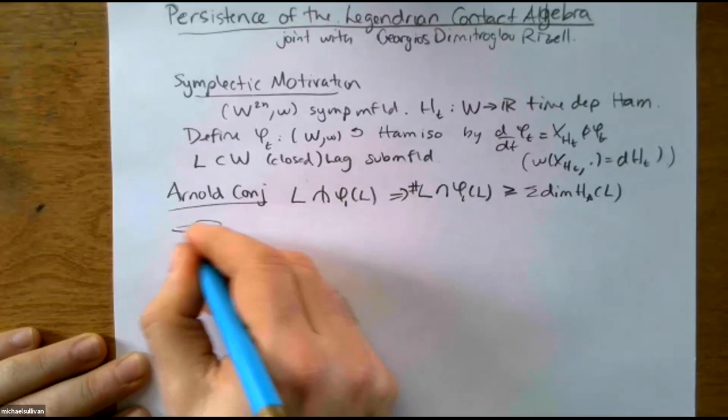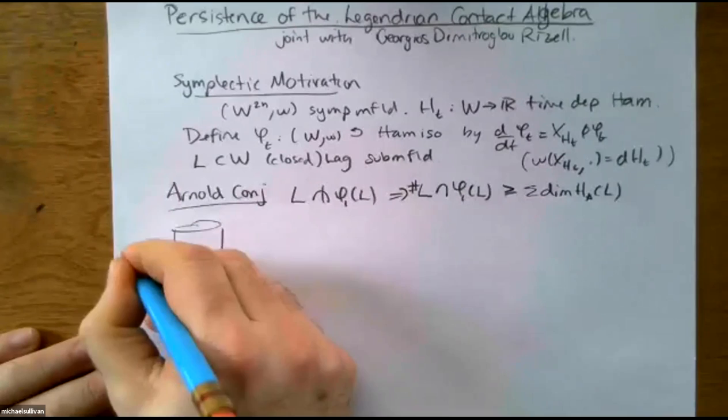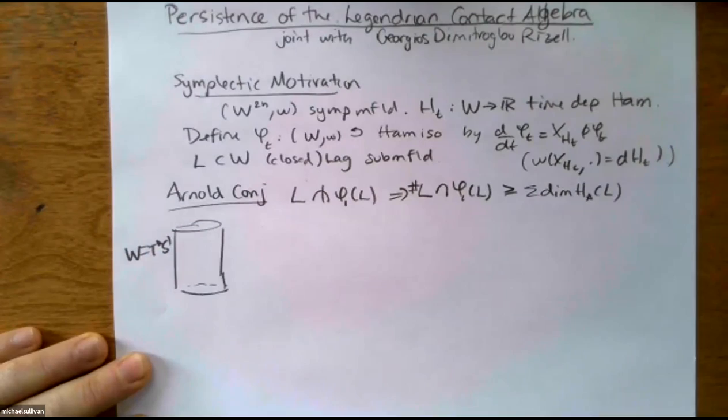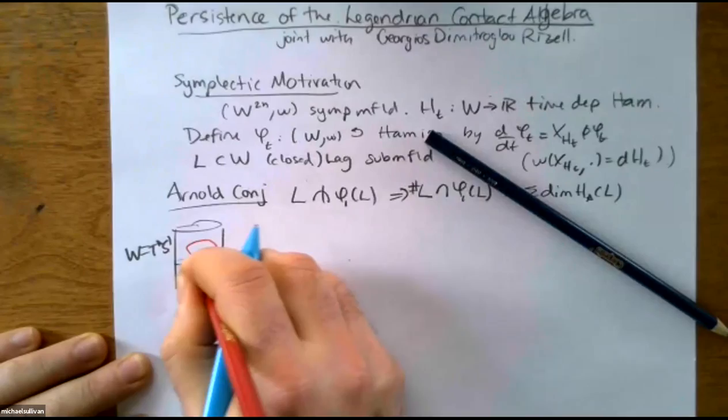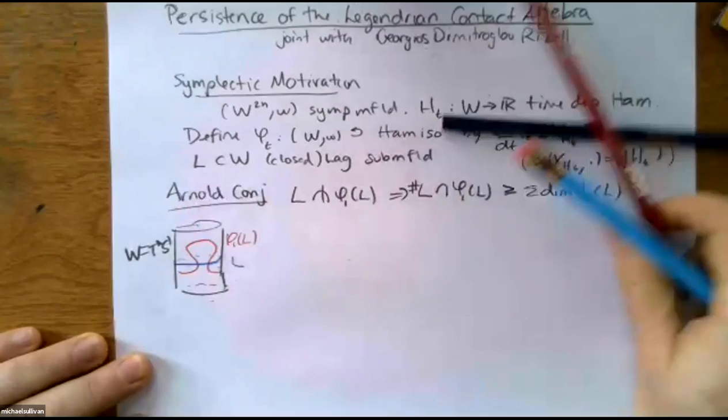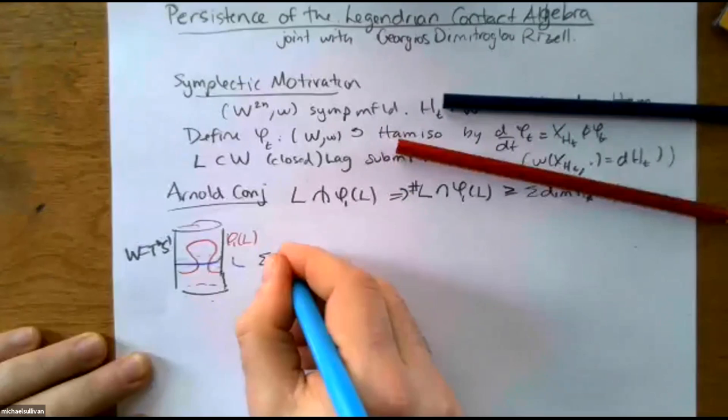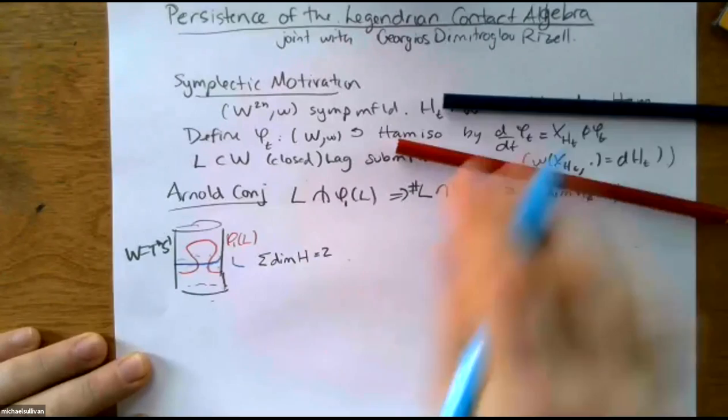If you took a simple example here, let's say W is the cotangent bundle of S^1, and we had some Lagrangian here. You looked at its image. Okay, then you'd see that the number of intersections in this case is 2, and the sum of the Betti numbers is 2. So here it would be true.